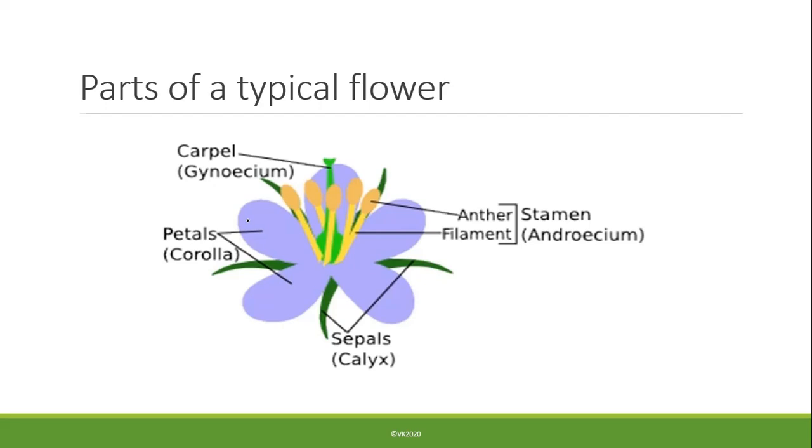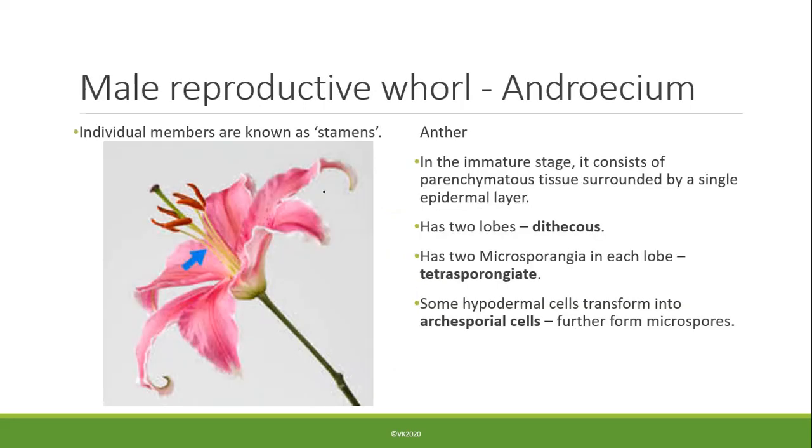Later on, further on, we have petals which are known as corolla. Inner to that, we have the male reproductive whorl known as the androecium. And inner to that, we have the gynoecium. This is a complete flower because it has both male as well as female whorls present in it. Now, we will learn about the male reproductive whorl, which is the androecium. This whole unit is known as an androecium, whereas each of these structures is known as a stamen.